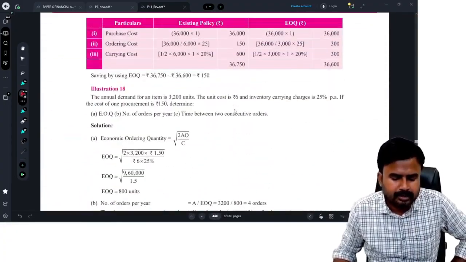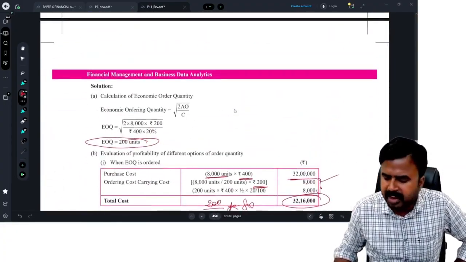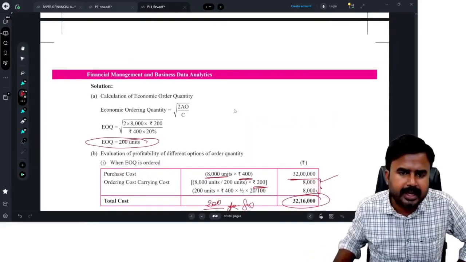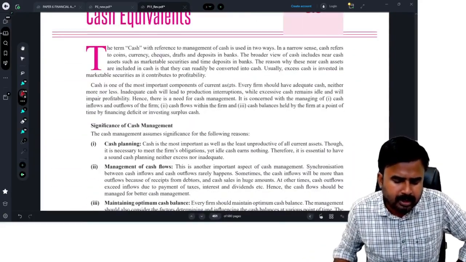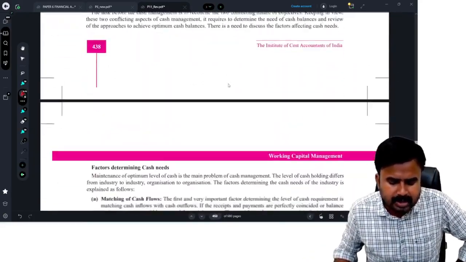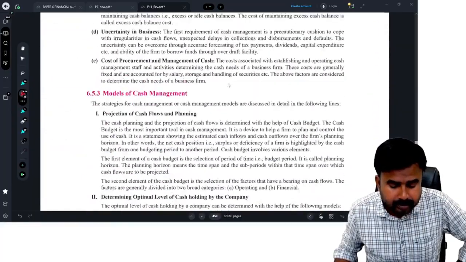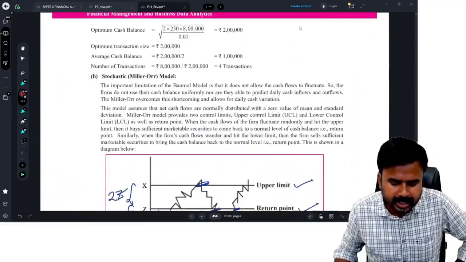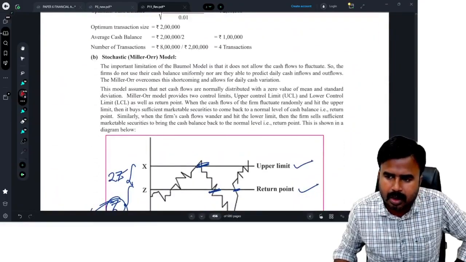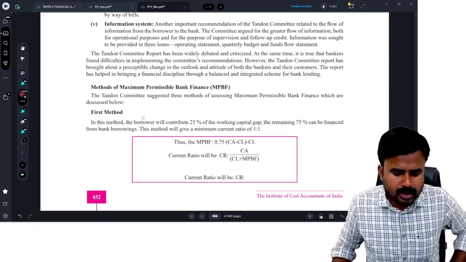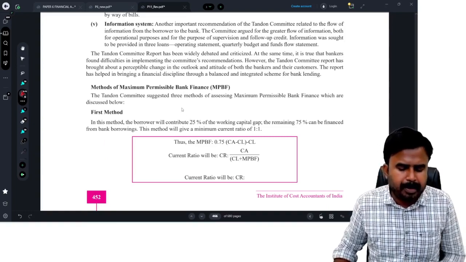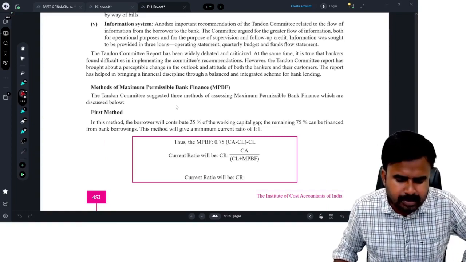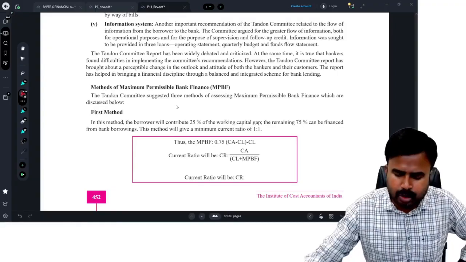This is regarding inventory management. We have two other areas in working capital management. The second one is maximum permissible bank finance, MPBF. So the next concept is maximum permissible bank finance, MPBF in short.